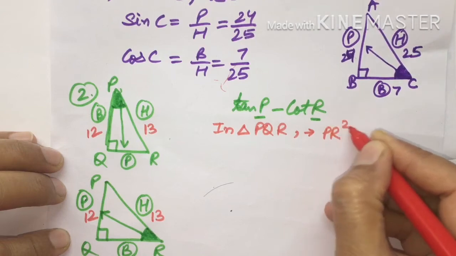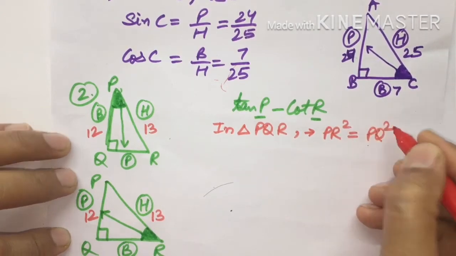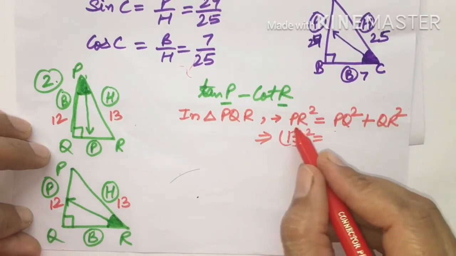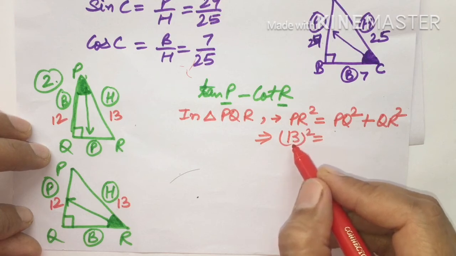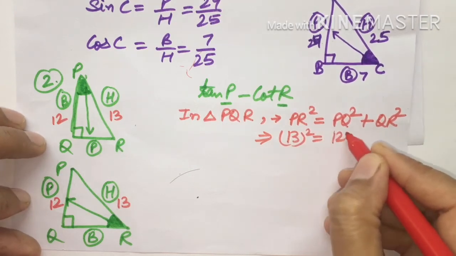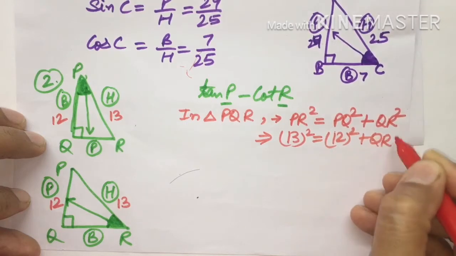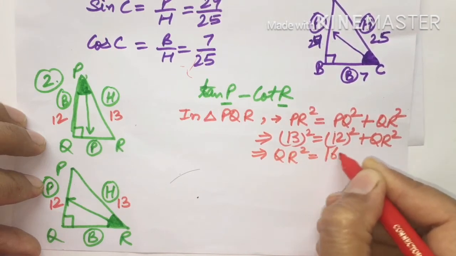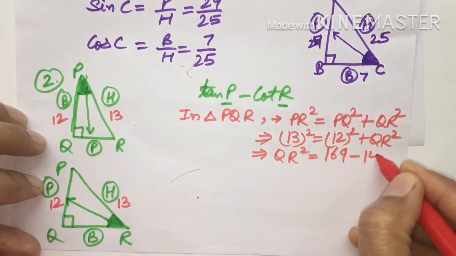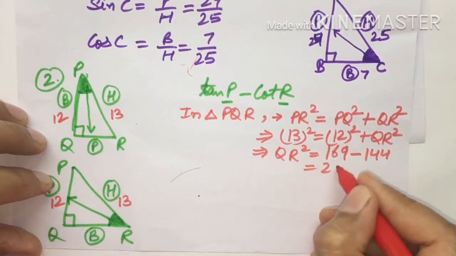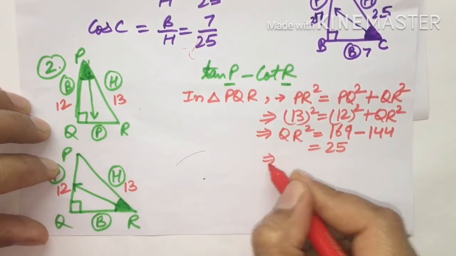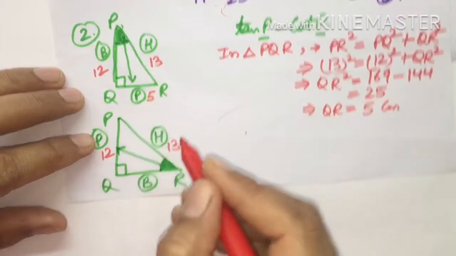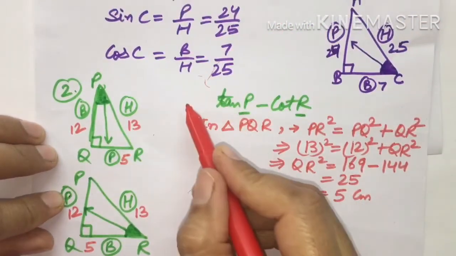So PR square is equal to PQ square plus QR square. PR is 13, so square of 13, then PQ is 12 plus QR square. So value of QR, 169, square of 13, minus 144, so it will be 25. So value of QR is 5 centimeter. So this is 5 now. Now we know all three sides. We can find out this.